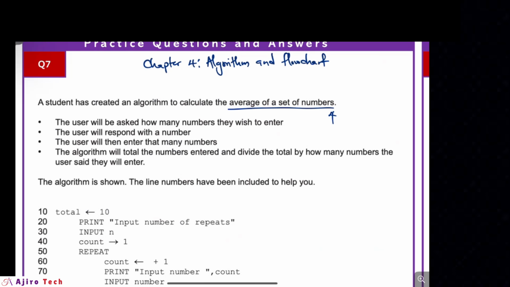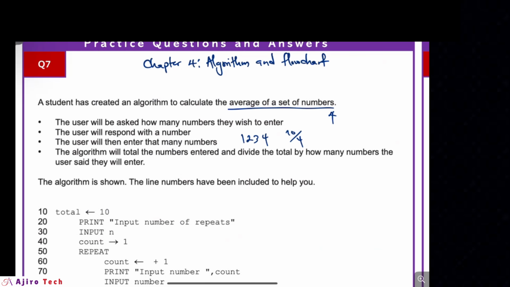Then the user would then enter that. The user will respond with a number. Okay, so how many numbers do you wish to enter? 4 numbers. So that simply means I want to enter 1, 2, 3, 4. It would now total it and then divide the total by that many numbers, right? To find the average. So this is 3, 6, 10 divided by 4. Something like that.